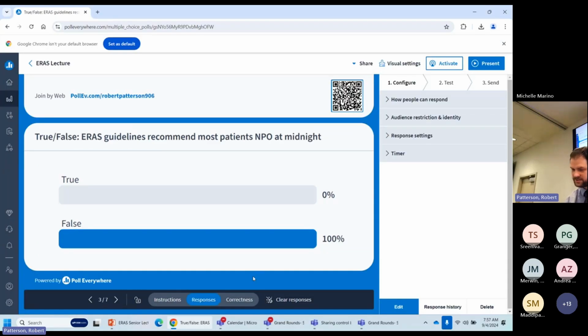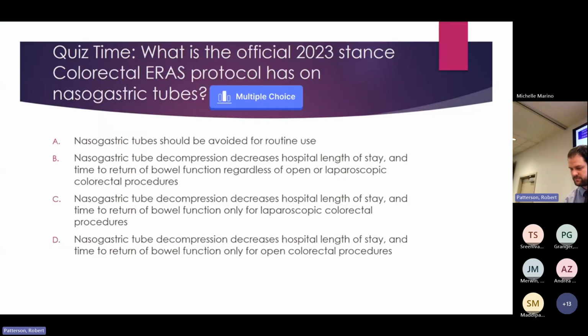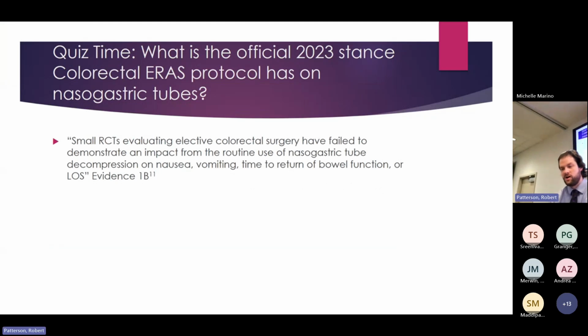All right, I'm impressed because I would have gotten that wrong if I didn't make this lecture. So that's correct. The official stance is there's really no impact of the routine use of nasogastric decompression on nausea, vomiting, time to return of bowel function, or length of stay. So it shouldn't be given routinely. With that being said, if you have a reason to do it, do it.